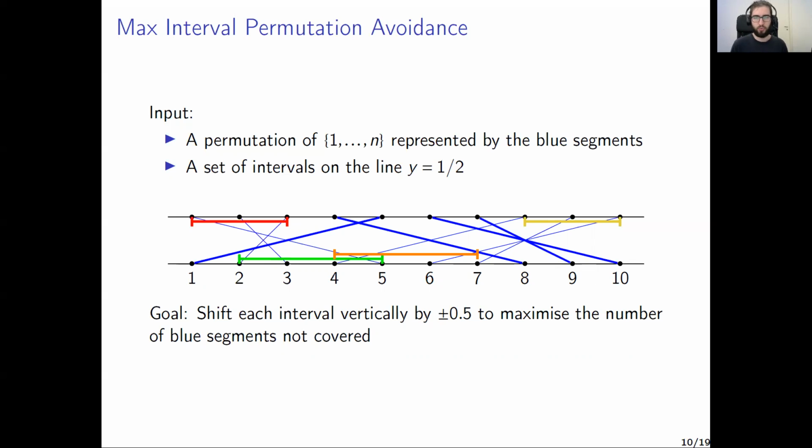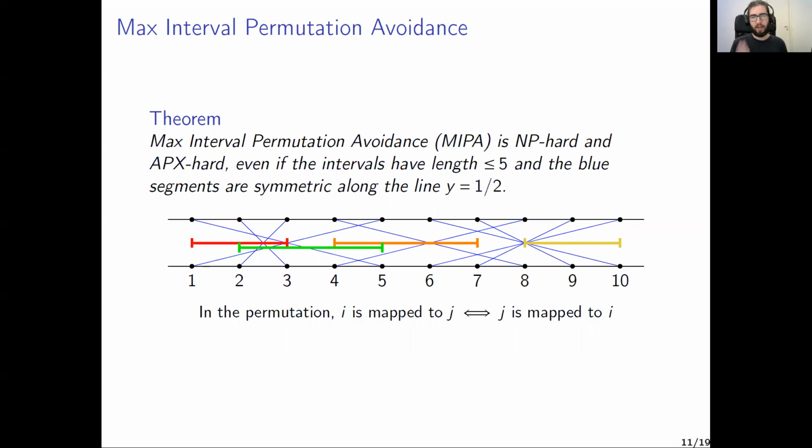And if you take time to think about it, you can see that this is actually the optimal you can do if you want to maximize the number of uncovered blue segments. So, okay, this is the problem. And we could show that this Max Interval Permutation Avoidance problem, which we call MIPA, is NP-hard and APX-hard. And this holds even if you make some more assumptions. For example, you can assume that the intervals have length at most 5. And also, you can assume that the blue segments here are symmetric along the line y equals 1/2.